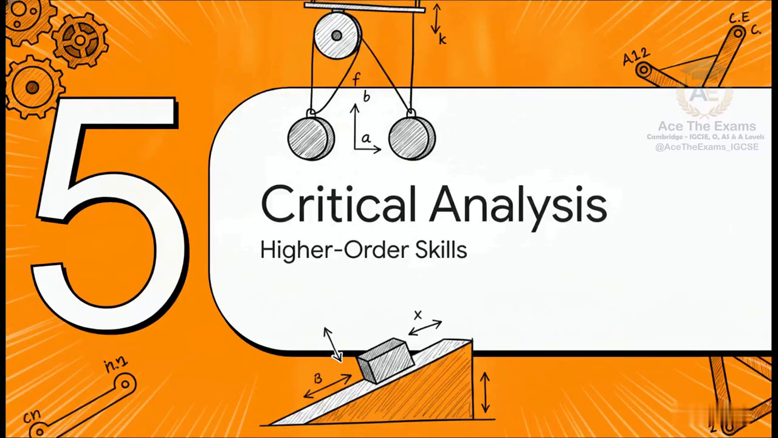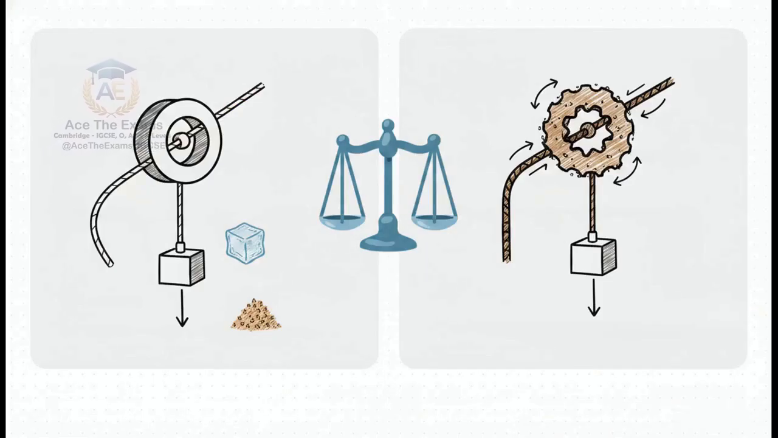Section 5, Critical Analysis and Evaluation. This is all about your higher-order skills. This is where we focus on acing the absolute hardest parts of Paper 2, those brutal final parts of the longest questions. When a really difficult question asks you to compare 2 different modeling approaches, let's say modeling a pulley as completely smooth versus modeling it as rough with friction, you must identify similarities and differences.